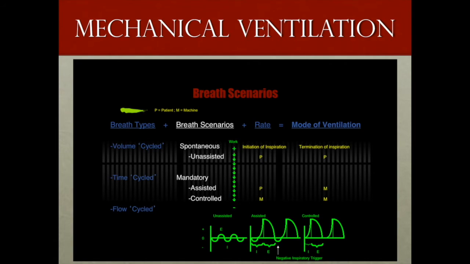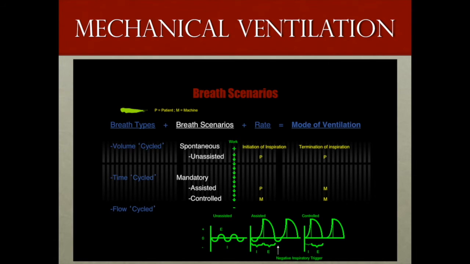The other types of breath scenarios are mandatory. You can have assisted or controlled. And assisted means that the patient's doing some of the work. They're initiating the breath, but then once the ventilator senses that the patient is initiating it, it takes over and will deliver the breath. And the ventilator will determine when the breath stops. And the question is, how does it determine when to stop giving the breath? The answer is by the type of breath type that you choose.